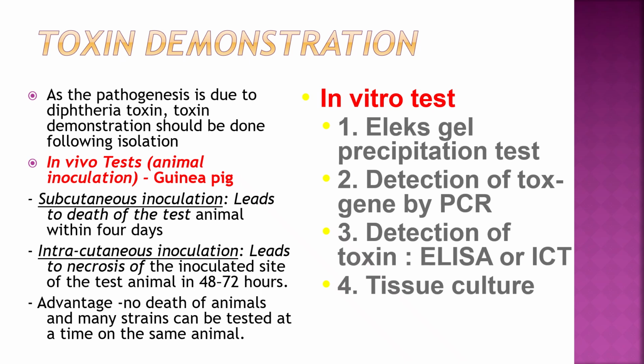In vitro tests: the best method is the Elek gel precipitation test, or detection of tox gene by PCR method, or detection of toxin by ELISA or immunochromatographic method, or tissue culture method. So these are the different in vitro tests.